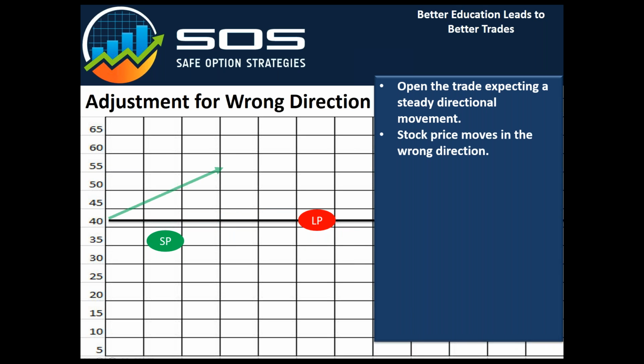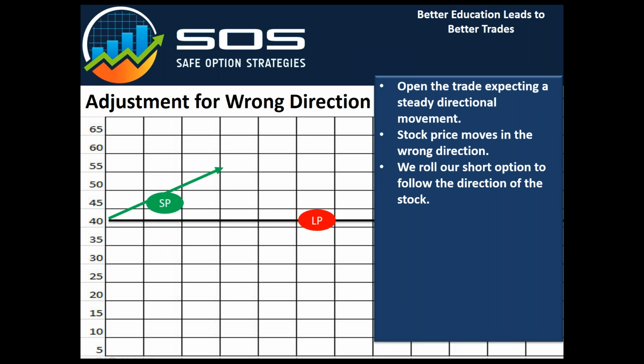Okay, if the stock moves the other direction in a put calendar of any kind, regular put calendar, bear put calendar, if the stock starts to move bullish, we roll our short option and we roll it to follow the direction of the stock. If the stock is moving up, we roll it up. If the stock is moving up a little bit faster, maybe we roll it up and out so that we can get a little more credit.